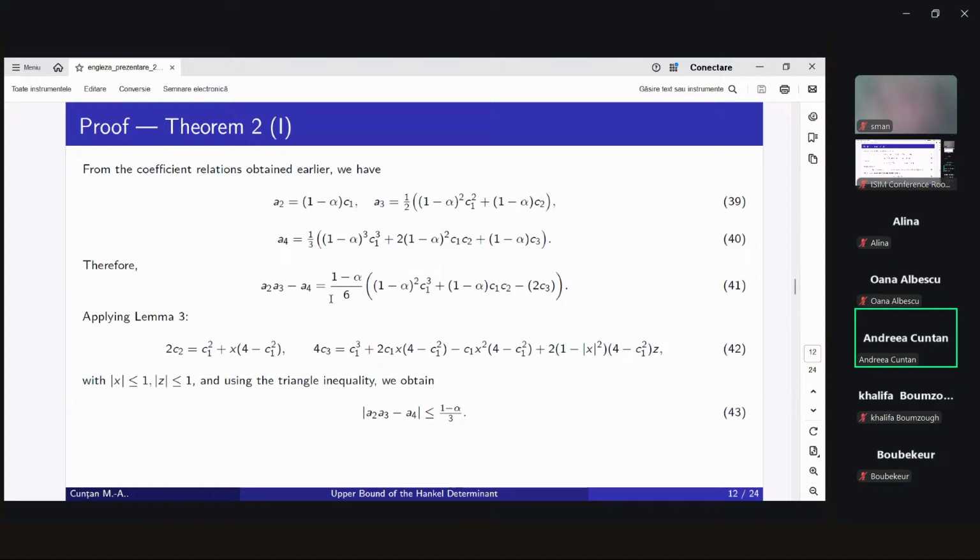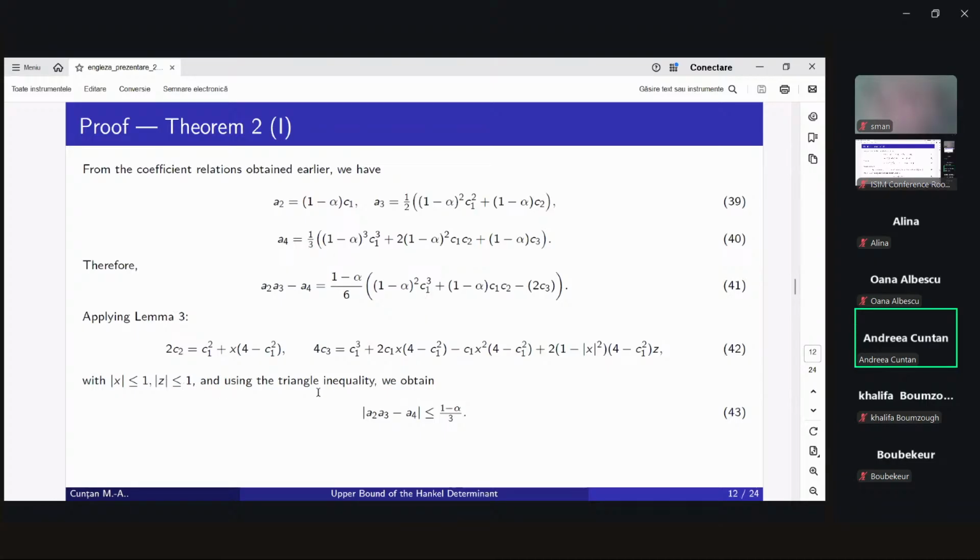Therefore, applying lemma 3 results in the next equation with absolute value of x less than or equal to 1, absolute value of z less than or equal to 1.